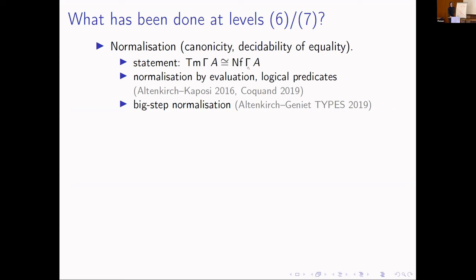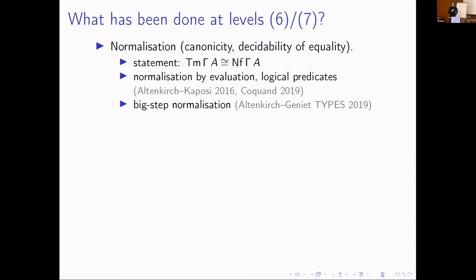The statement of normalization in this setting is that convertible terms are equal, so why would you even normalize? The thing that you want to get out of normalization is, for example, decidability of equality, which is not a priori true if you just present an equational theory. So what you want is some inductive definition of normal forms, which is obviously decidable, and you want to show that terms in context gamma of type A are isomorphic to normal forms, and then the direction from left to right is normalization, from right to left is some kind of quoting, and completeness and stability are the two directions of the round trips of the isomorphism.